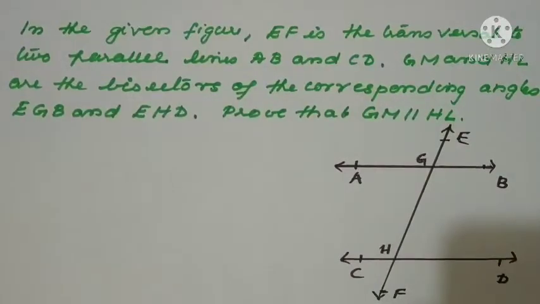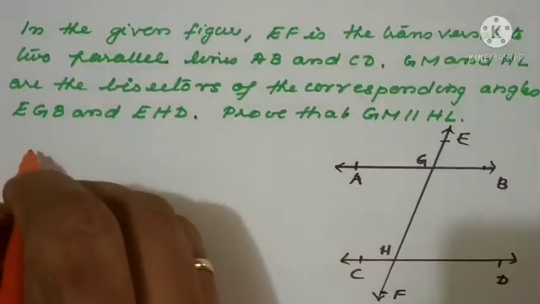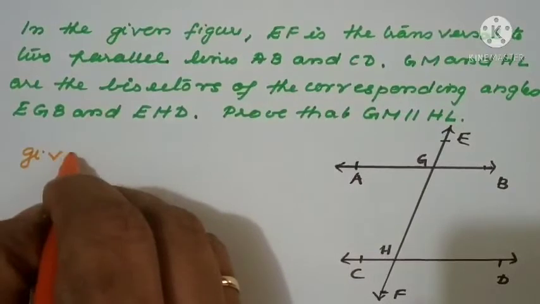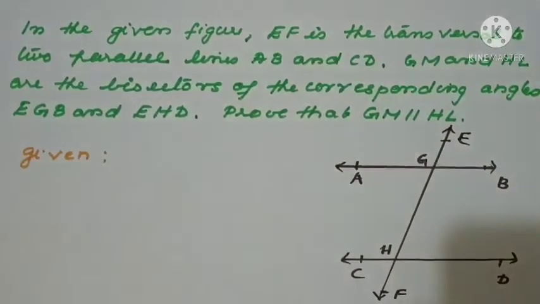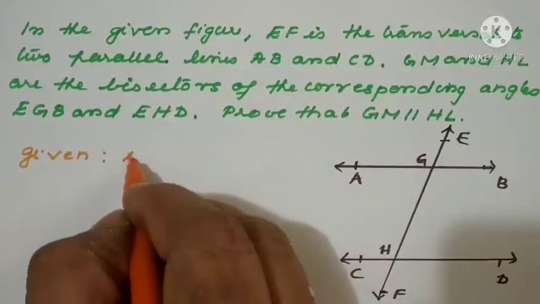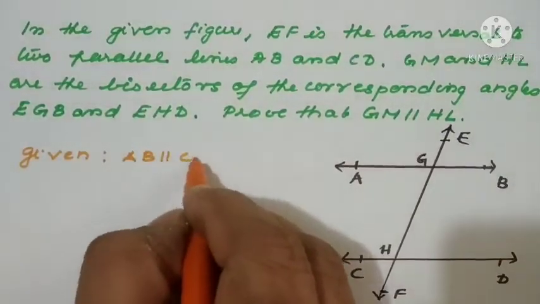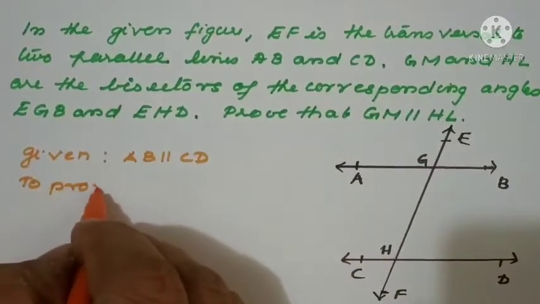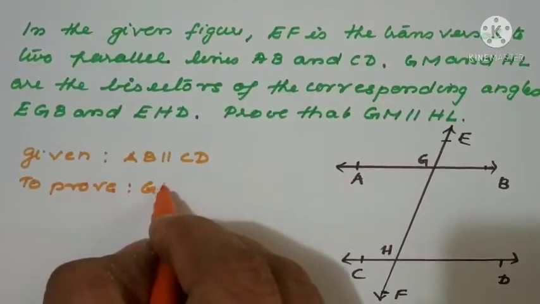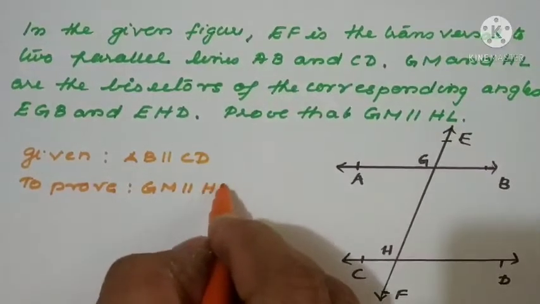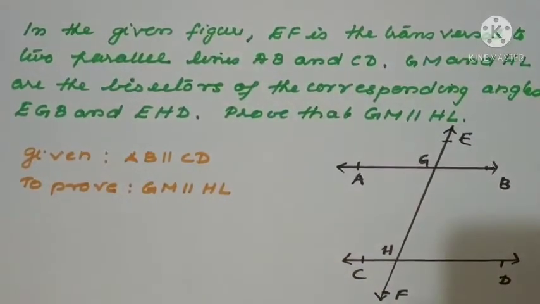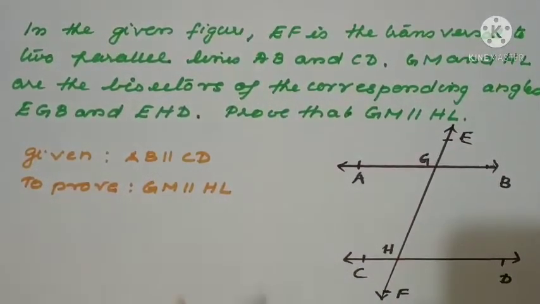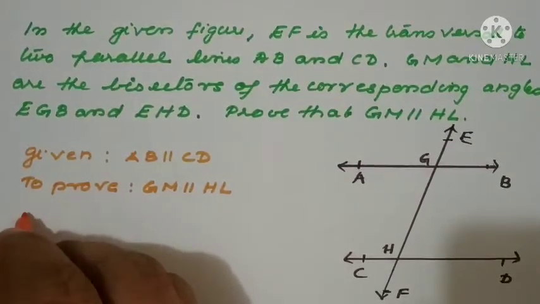So we'll write given: AB parallel to CD. To prove: GM parallel to HL. GM and HL are already given in the question. I have not drawn them to avoid confusion. I'll tell the steps now. So no construction is required.